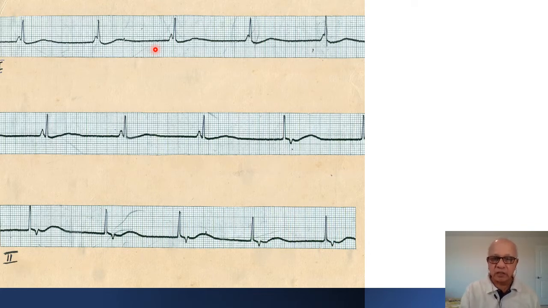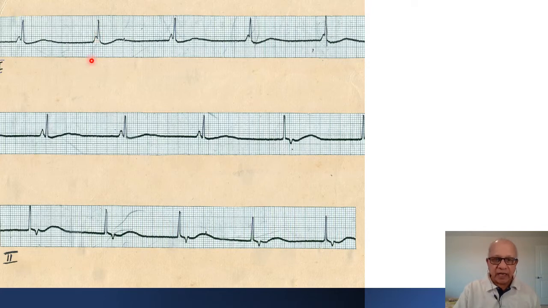Then the question is, are these sinus P waves conducting the QRS? No, because the PR interval is short, too short. And second thing is the P is going into the QRS. So there is an AV dissociation. The P and the QRS are dissociated, right?